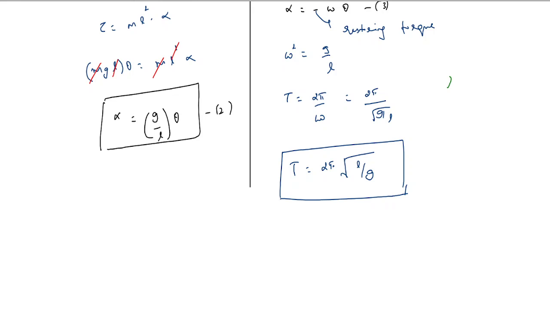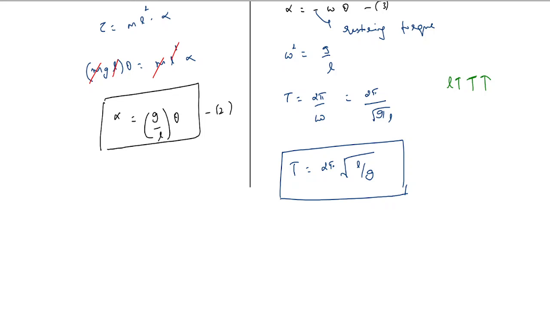So if we make L greater, then time period would increase. Also keep in mind that it depends on g also. The value of g is not the same everywhere on the earth's surface. The value of g would vary. So time period depends on g also.